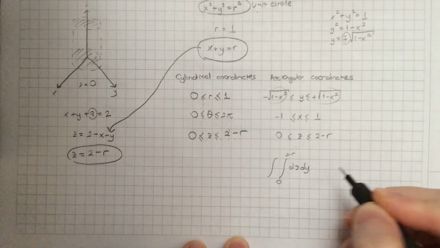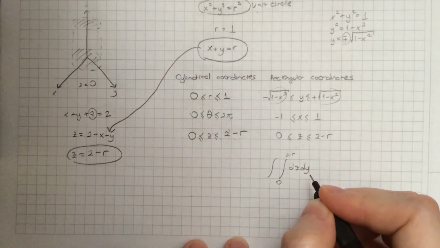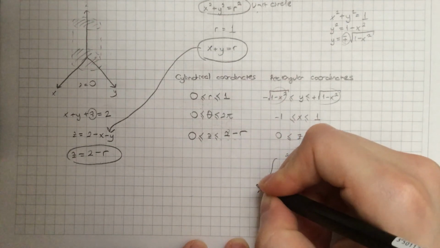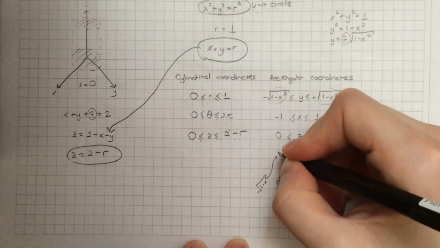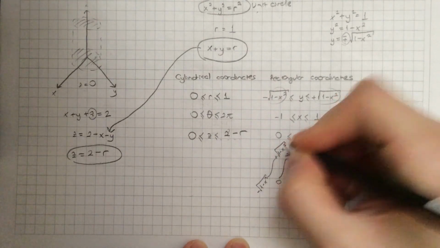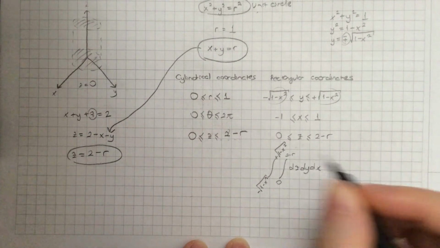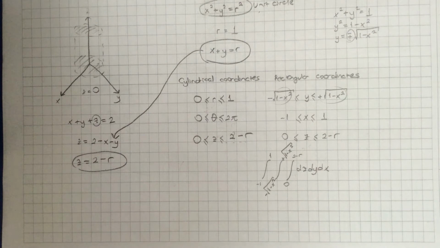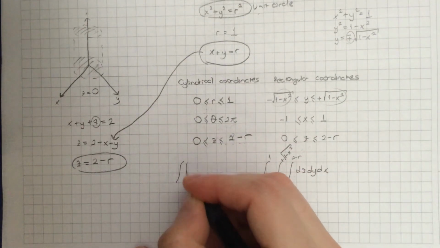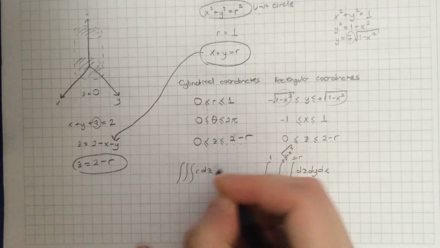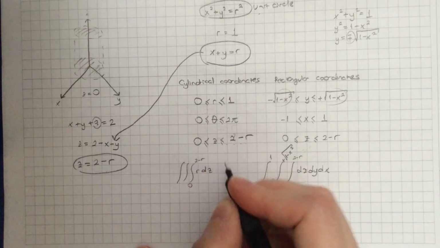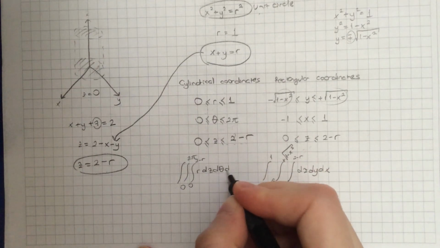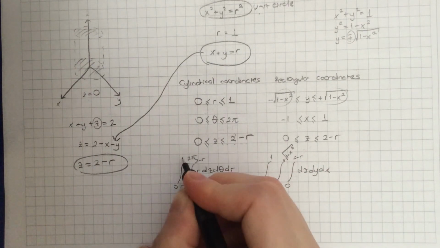And it can be dy. The limits of dy are minus and plus. And for dx, -1 to 1. And for cylindrical coordinates, the integration is r dz. For dz, it is 0 to 2 minus r. For d theta, it's 0 to 2 pi. And for dr, it is 0 to 1.